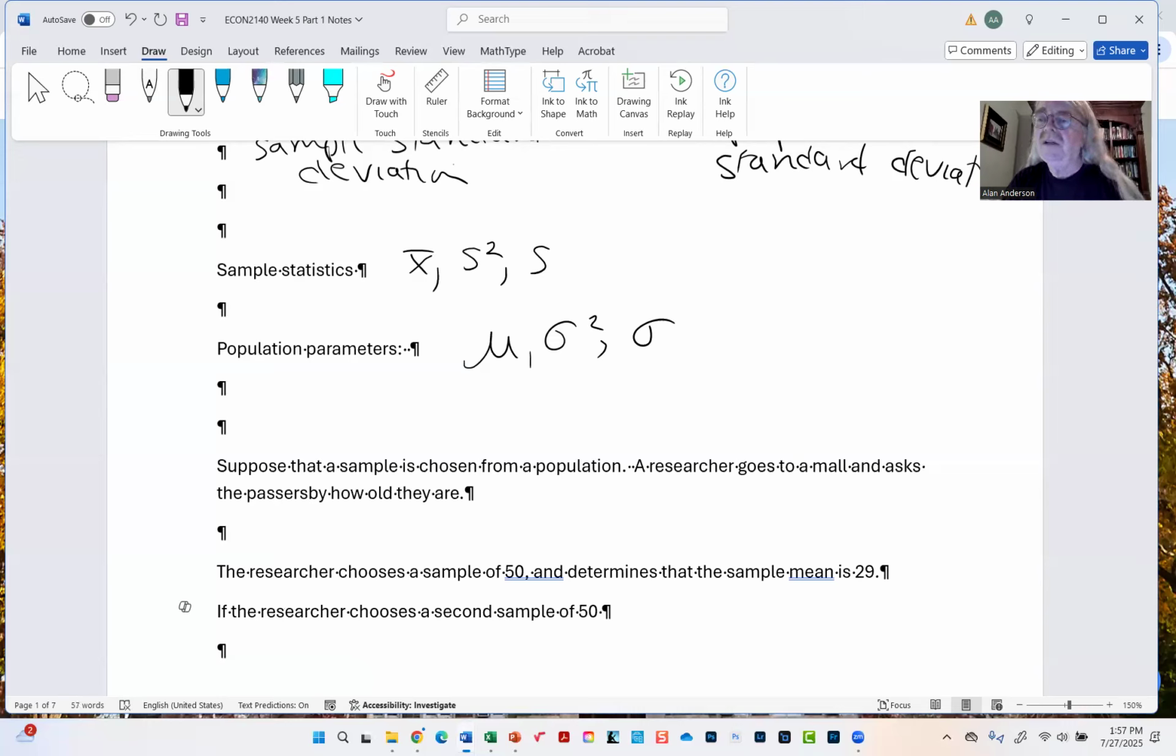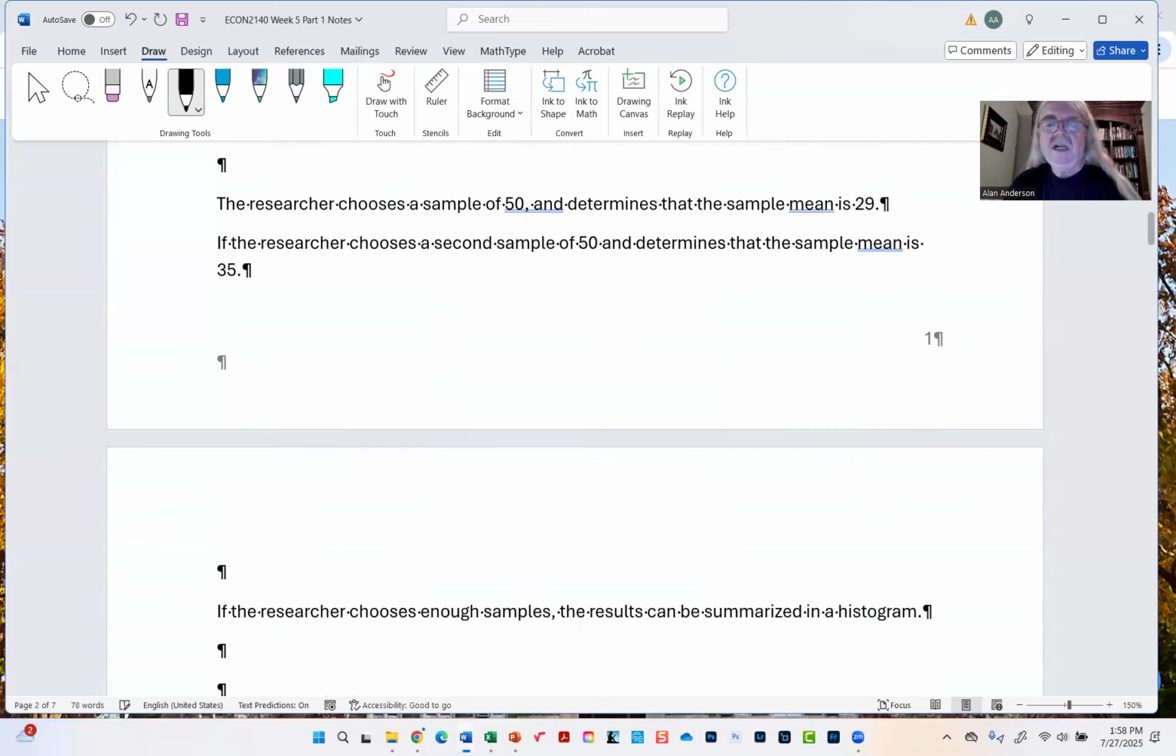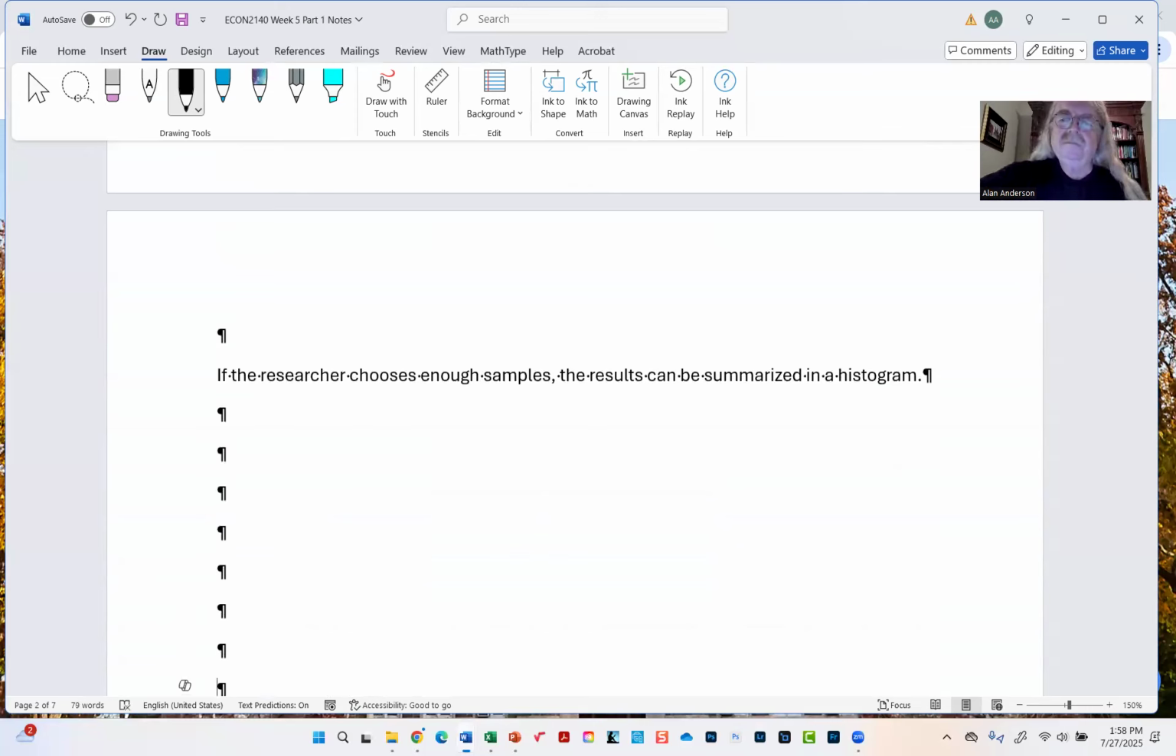Will it have the same sample mean? And of course, the answer is no, except by an amazing coincidence. And let's say this time you determine the sample mean is, let's say, 35. So this one is a slightly older group. And then he does it again and again and again and again. If the researcher chooses enough samples, the results can be summarized in a histogram. And let's say this is what it looks like.